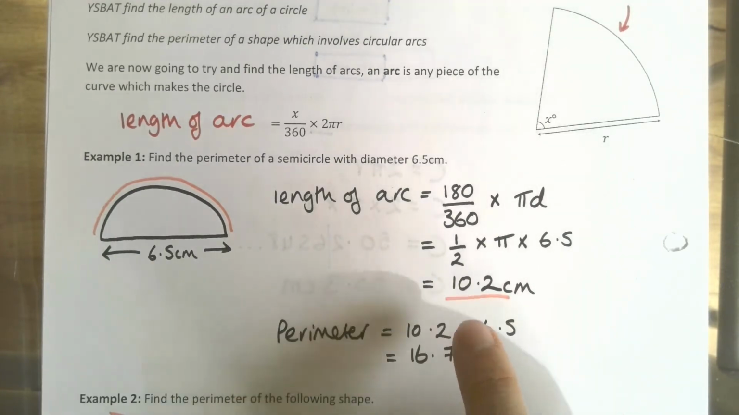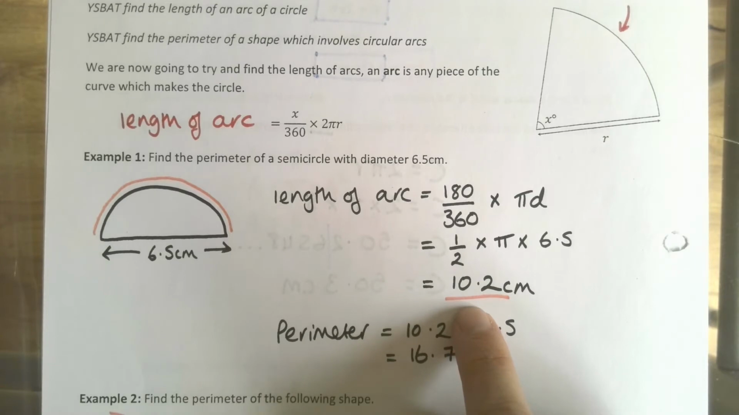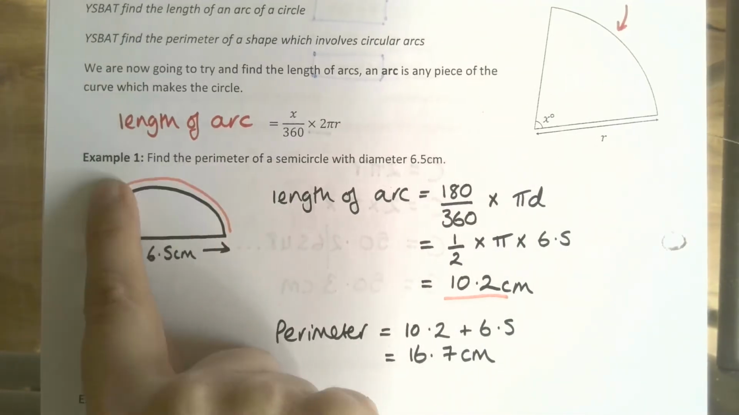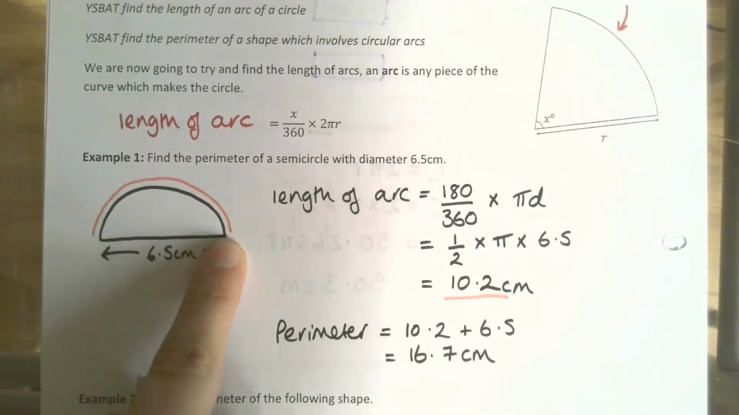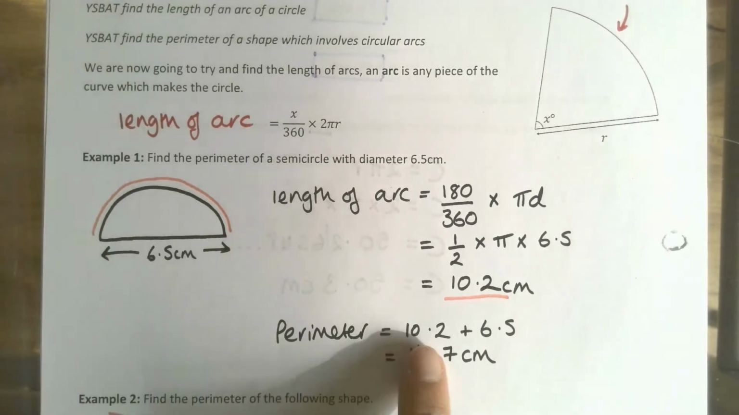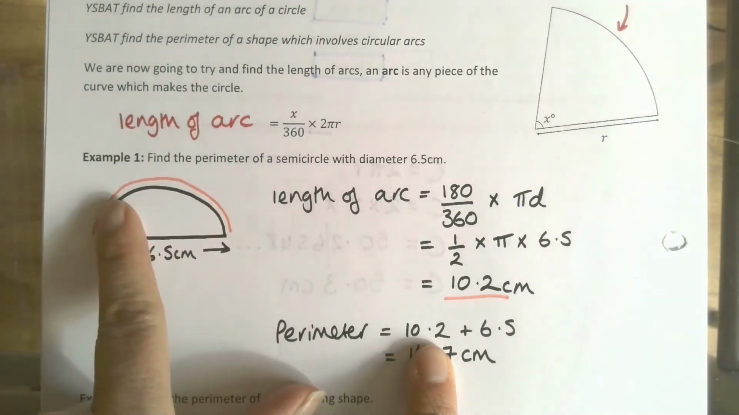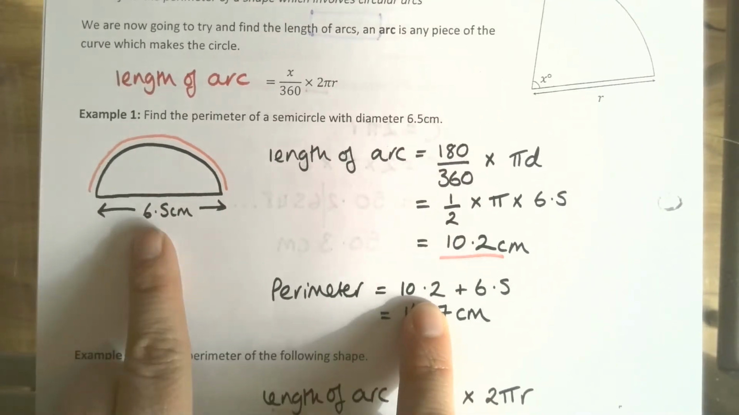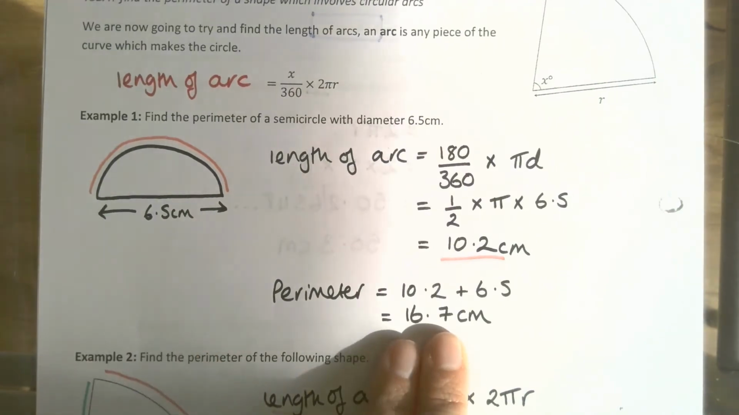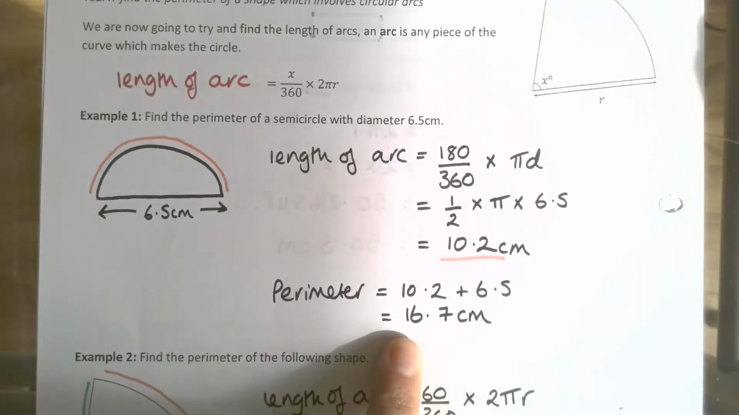Now be careful. Sometimes questions will just ask for the length of the arc, but sometimes, like in this one, they'll ask for the perimeter. If they ask for the perimeter, that means the whole length around the whole shape. So in this one, for the perimeter, we have to include this straight side here. My perimeter is going to be the length of that arc that I've just figured out, which was 10.2, plus the straight side, which was 6.5, and that gets me 16.7 centimeters.